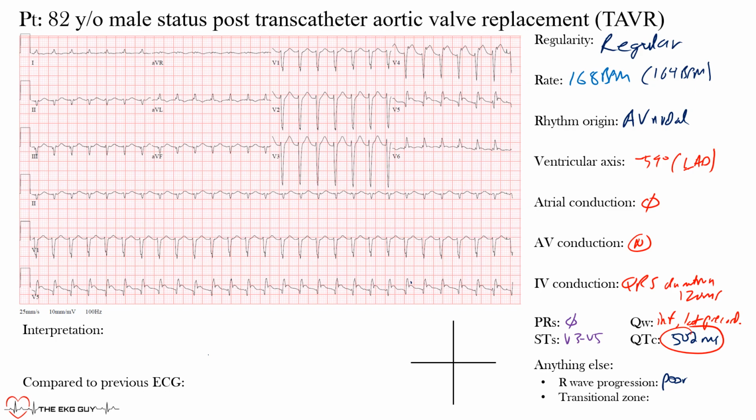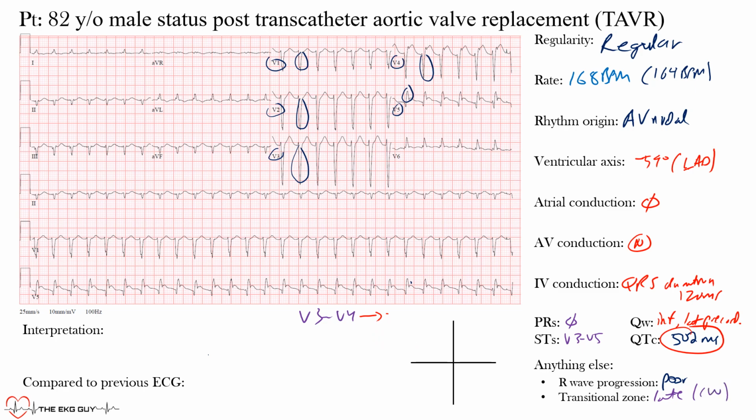Transitional zone. What this means is where you go from mostly negative complexes, as you can see in V1, mostly negative, V2, mostly negative, V3, mostly negative, V4, mostly negative again, V5, this becomes mostly positive QRS complexes. The normal shift should be between V3 and V4. So because this one is happening after V4 and actually between V4 and V5, we call that a late transition, okay? A late transition, or we call it a clockwise rotation. So hopefully that makes sense.